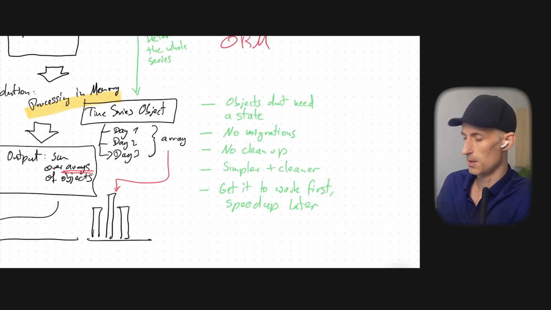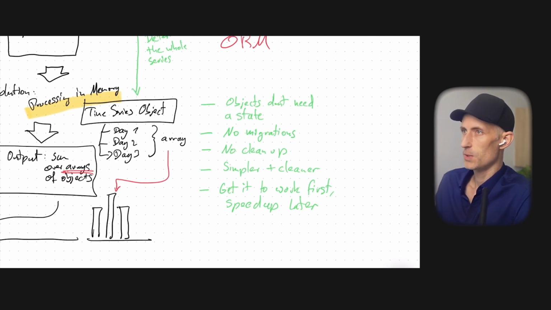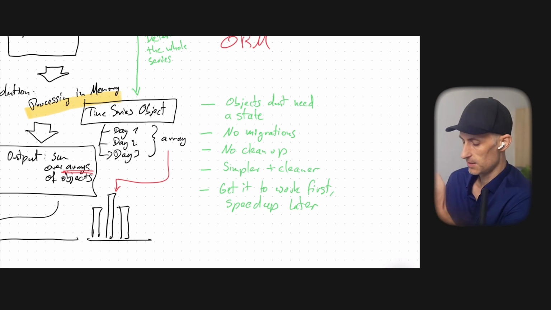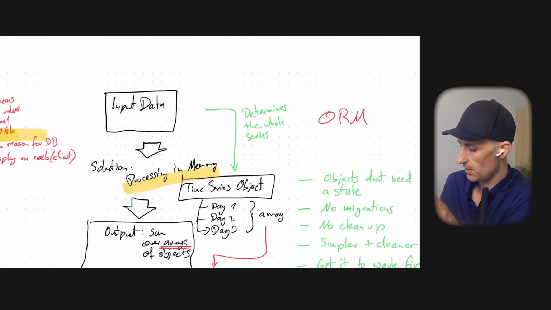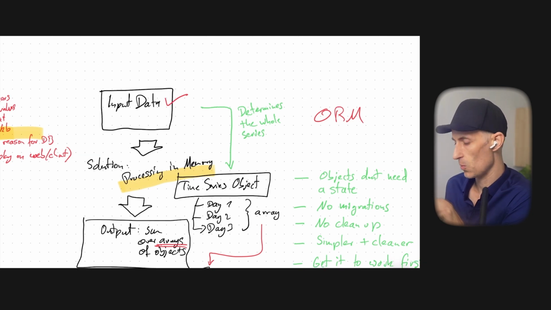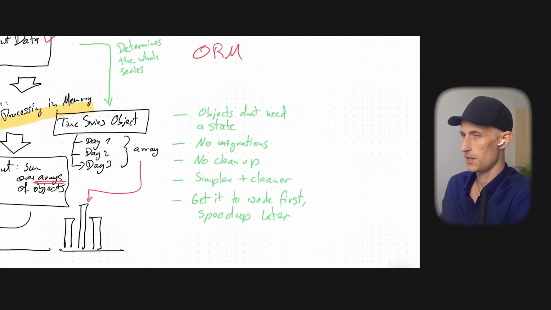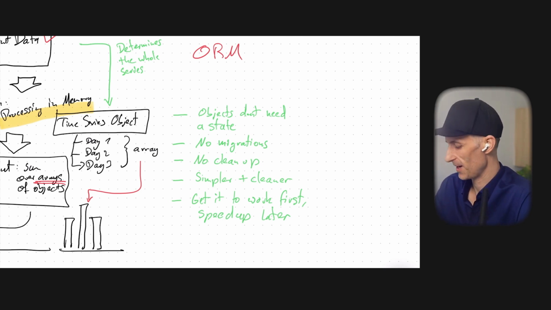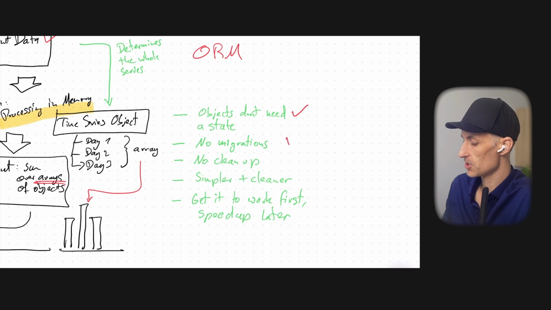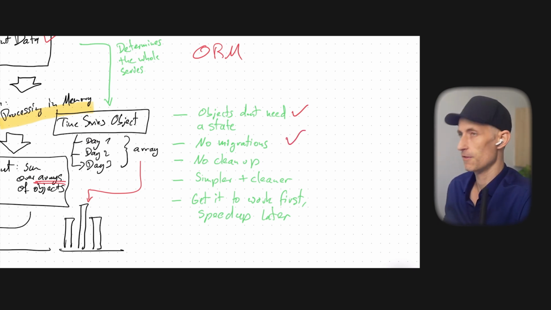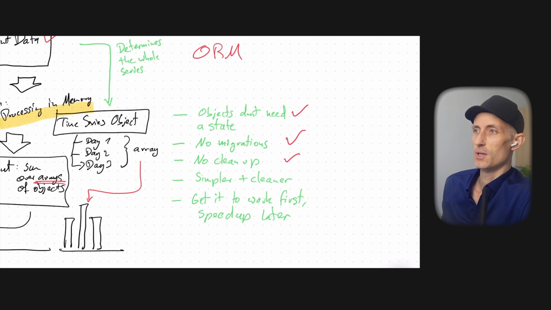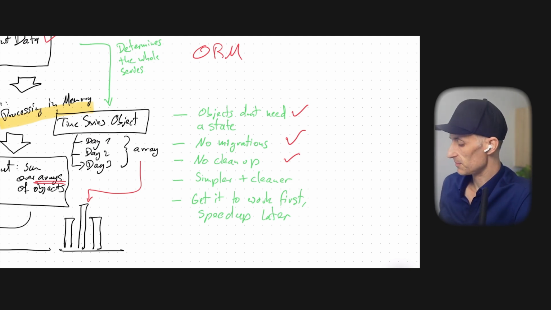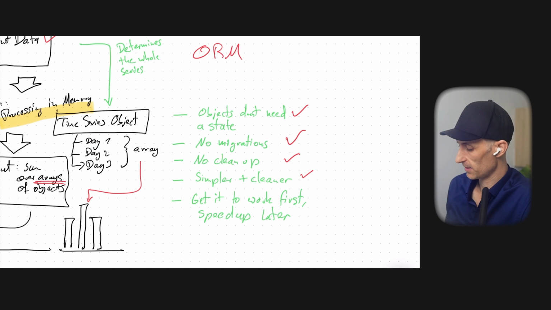I have a couple more benefits here. We don't need to keep the state, because the state is only in the input data. That's our state. We don't have any state in the actual objects because we don't need it. It all gets overwritten anyway. We don't have migrations. We don't need to change the database. If we want to change this whole calculation, we can just do it. No migrations. We also don't need to clean up data because we're not producing it in the first place. This whole approach is simpler and cleaner, which I like the most.